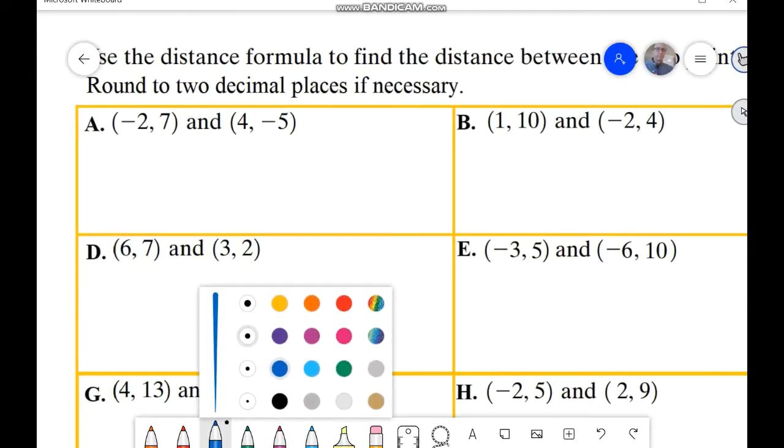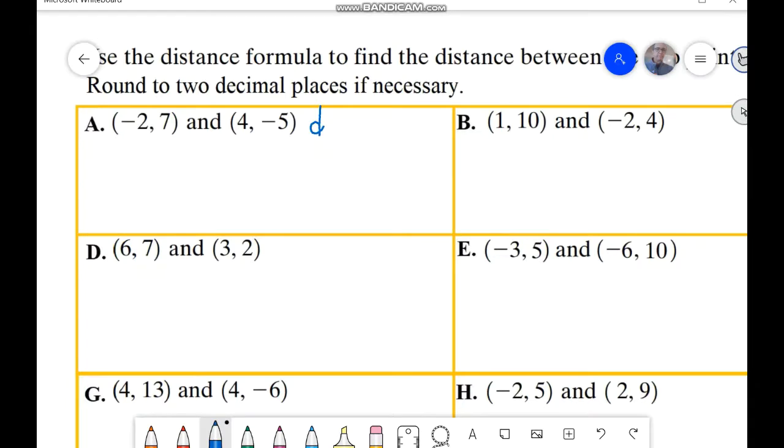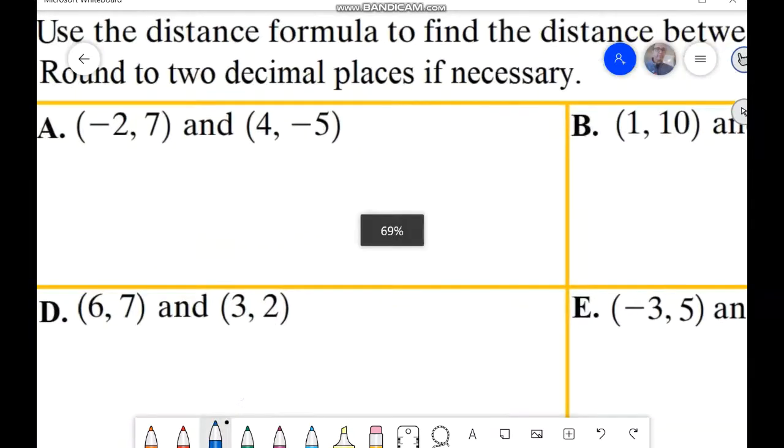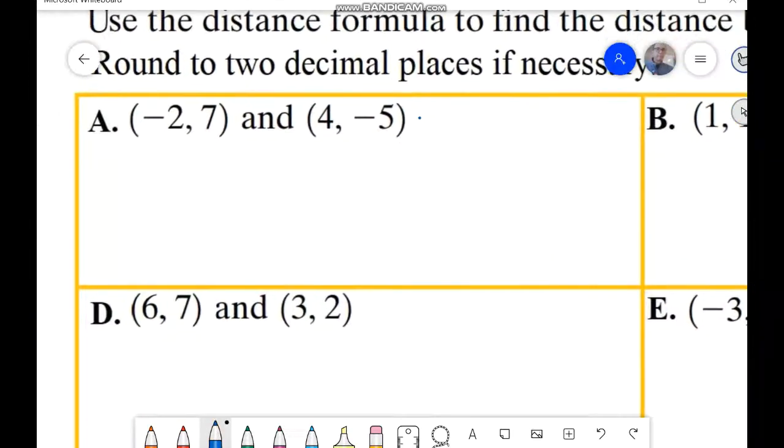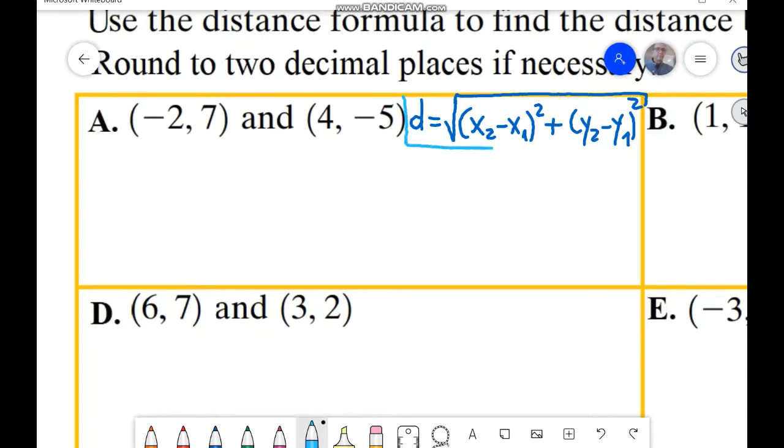And the formula is, let me write down again the formula. Distance equals square root of x2 minus x1, plus, sorry, let me zoom a little bit more, it's going to be better. Distance equals square root of x2 minus x1 squared plus y2 minus y1 squared. Okay, this is the formula we will apply to all the questions on the quiz today.